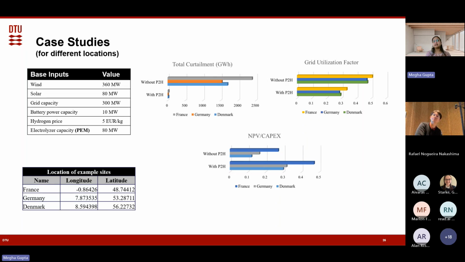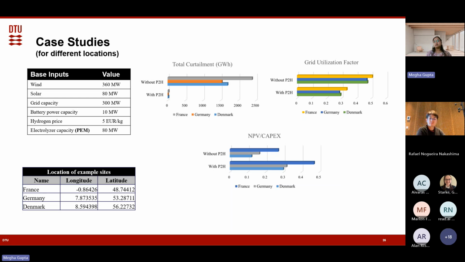This is an indication that if we have a power to hydrogen setup, then it could be beneficial to also optimize the grid connection capacity requirement. In such cases, instead of asking for 300 megawatt of permit, we can also end up with just 100 megawatt of capacity, and then use more hydrogen production in that scenario, if that is profitable.